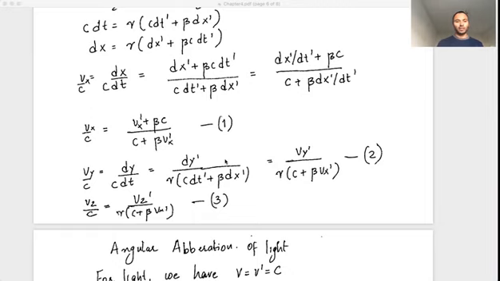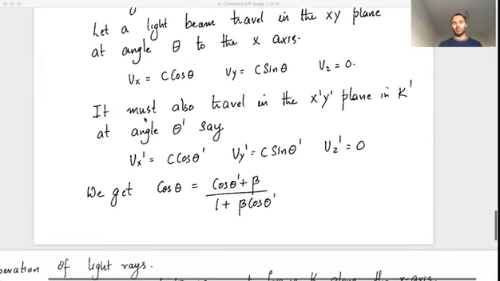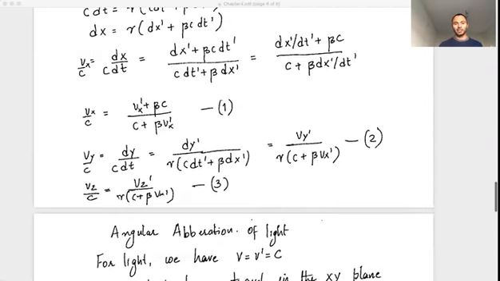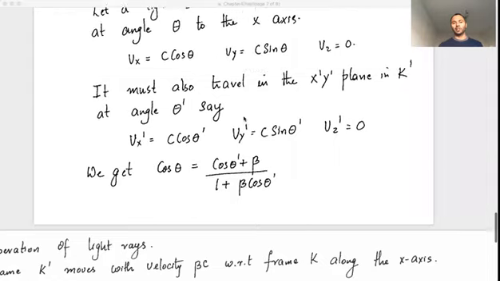So let's pick one, let's pick the first equation. For you, vx is c times cos theta for light. For your friend, this is going to be c times cos theta prime, right? And you have the equation for the aberration of light. You just get cos theta is cos theta prime plus beta, right? That beta comes from here. And then in the denominator, you're going to end up with 1 plus beta times cos theta prime.